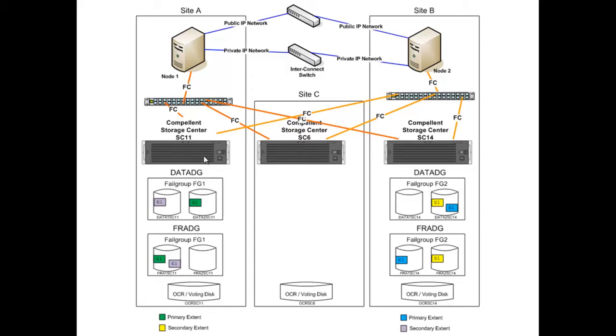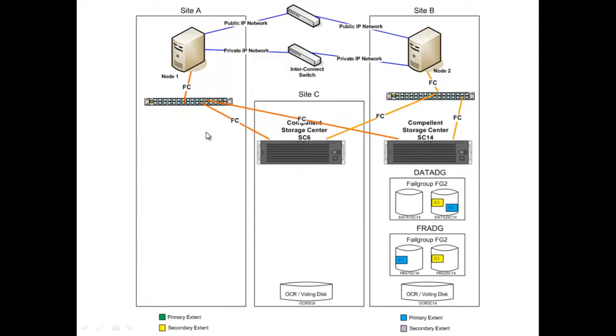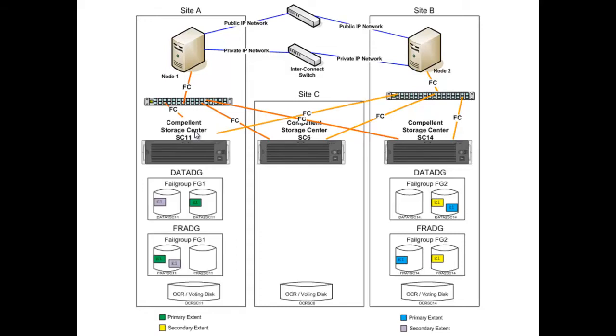Now I'll demonstrate an extended distance cluster surviving a catastrophic outage with a storage center. The outage will be simulated by removing the zones to Storage Center 11 used in the cluster from the fabric. After the failure, recovery will be performed by re-adding the zones to Storage Center 11 and making the ASM disks usable. I'll pause the recording momentarily to open the necessary windows for the demonstration.